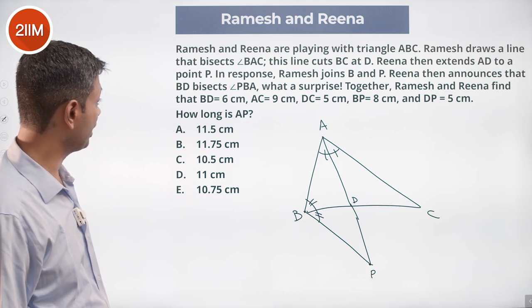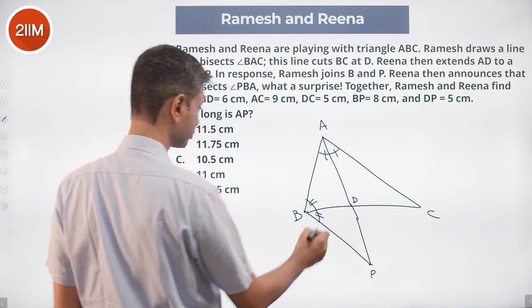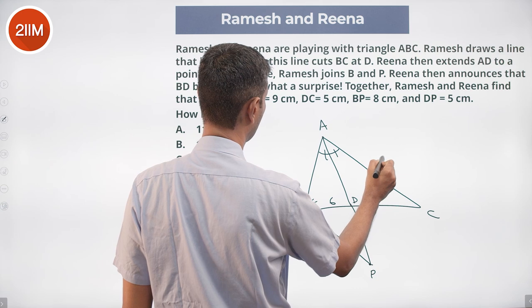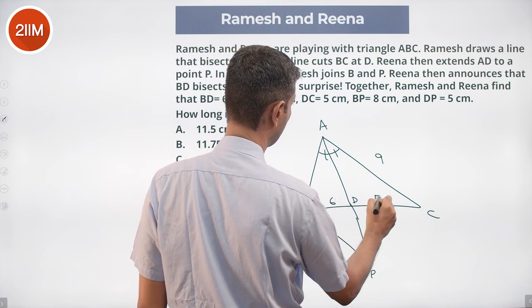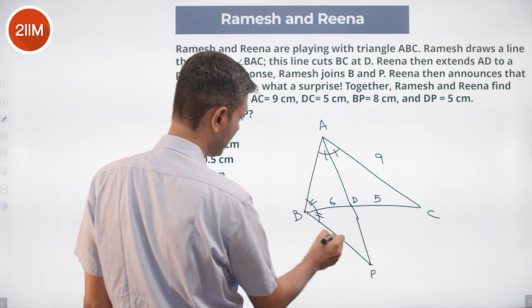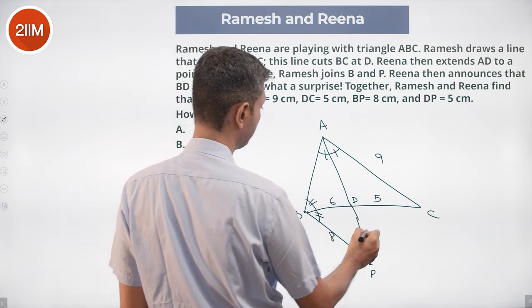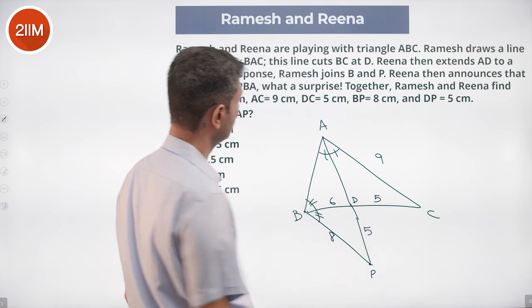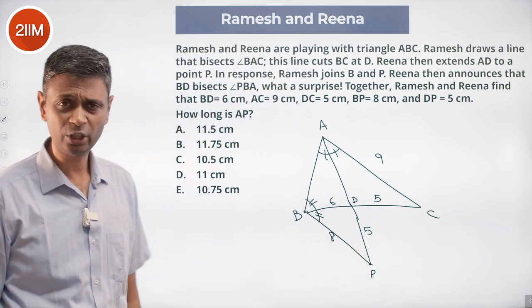Together, Ramesh and Reena find that BD is 6, AC is 9, DC is 5, BP is 8, and DP is 5. How long is AP? We need to find AP.